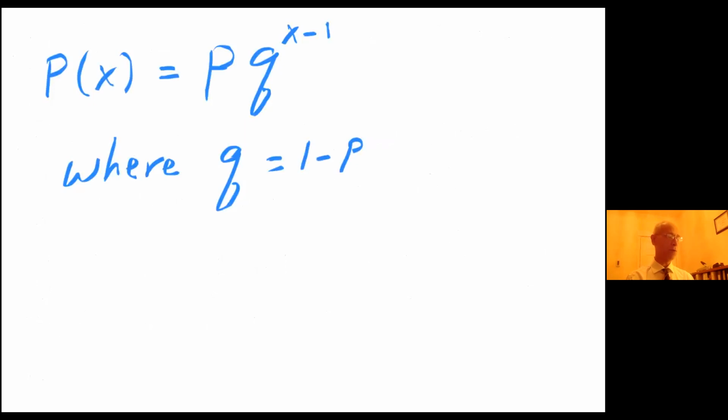Here's a formula for geometric distribution. P of X equals P times Q to the power of X minus 1, where Q is the complement of P. So if P is 80%, 0.8, Q is 20%, 0.2. All right, let's go to our example.